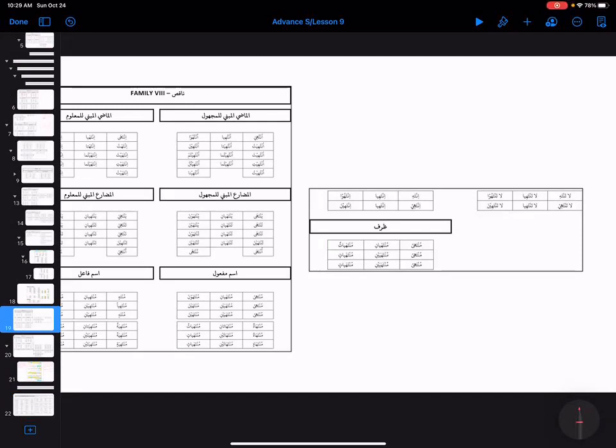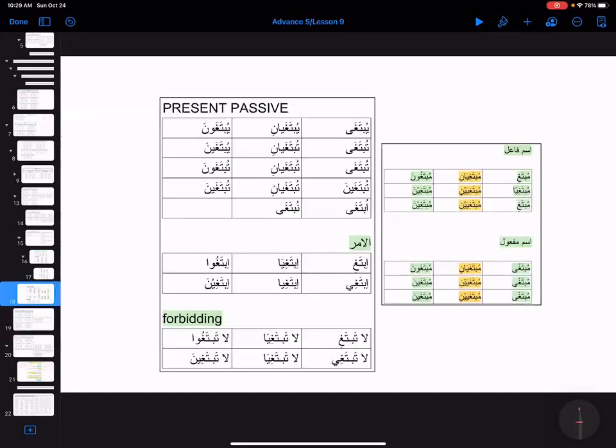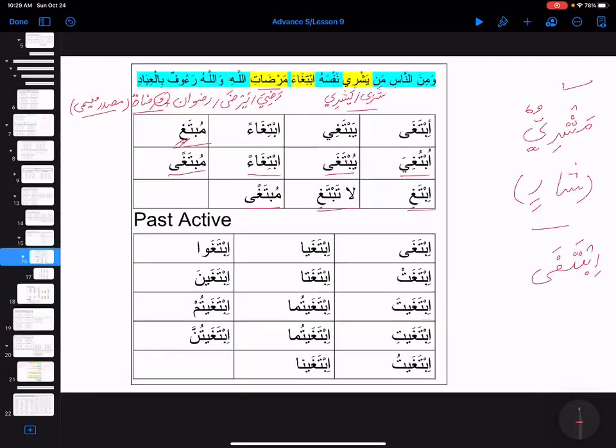Okay, so then we were looking at the background of this ayah basically. It's in Surah Baqarah. This ayah is very beautiful. This is talking about Suhaib Rumi. Does anyone know Suhaib Rumi?